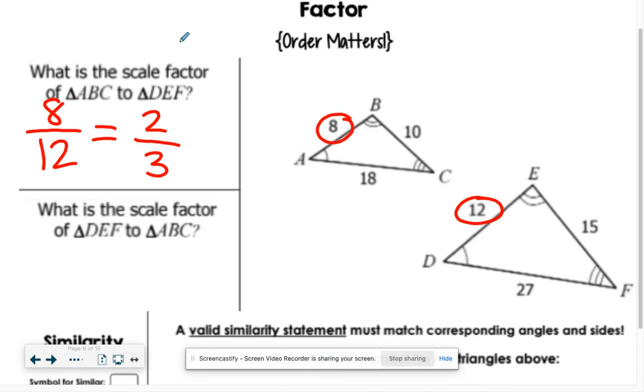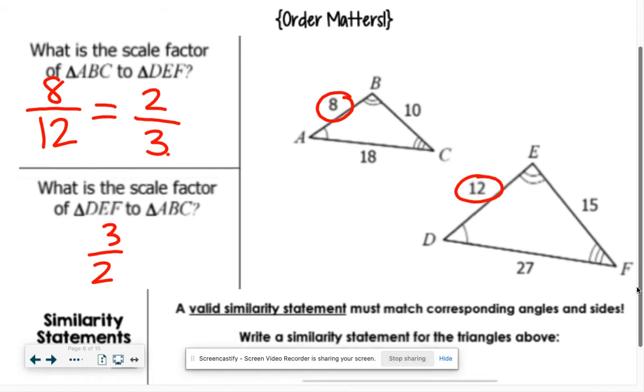So what does that mean? That means that this triangle here is 2/3 the size of this one. Or you could go the other way. If we wanted to have DEF first, we just flip it. It'd be 3/2. Which means this one's 1.5 times as big as that one.